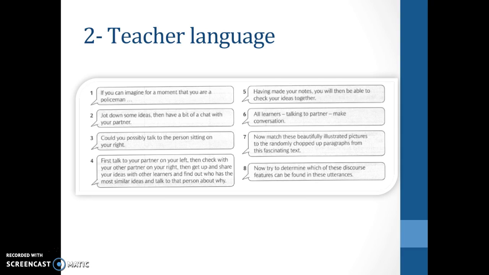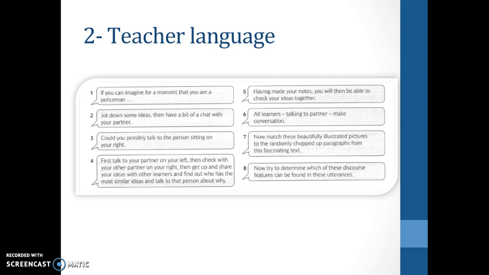And the 6th one is too simple and unnatural, right? "All learners talking to partners, make conversation." So nobody talks like that. It's very, very unnatural and oversimplified. Maybe the teacher could have said, "Everyone talk to your partner and have a conversation." It would sound much more natural.